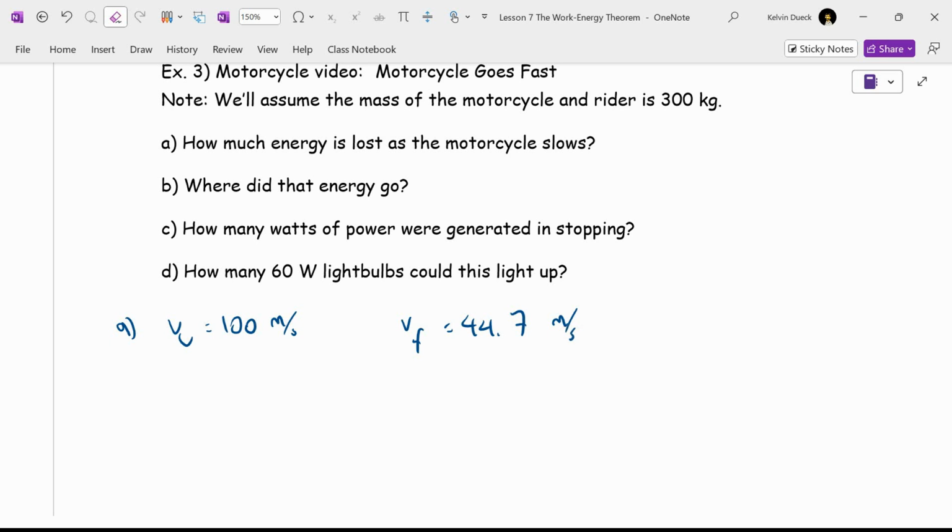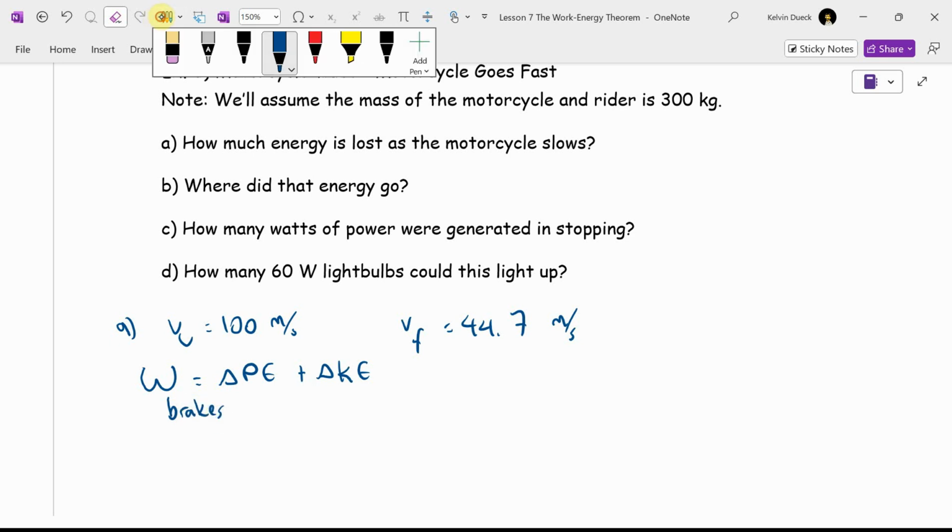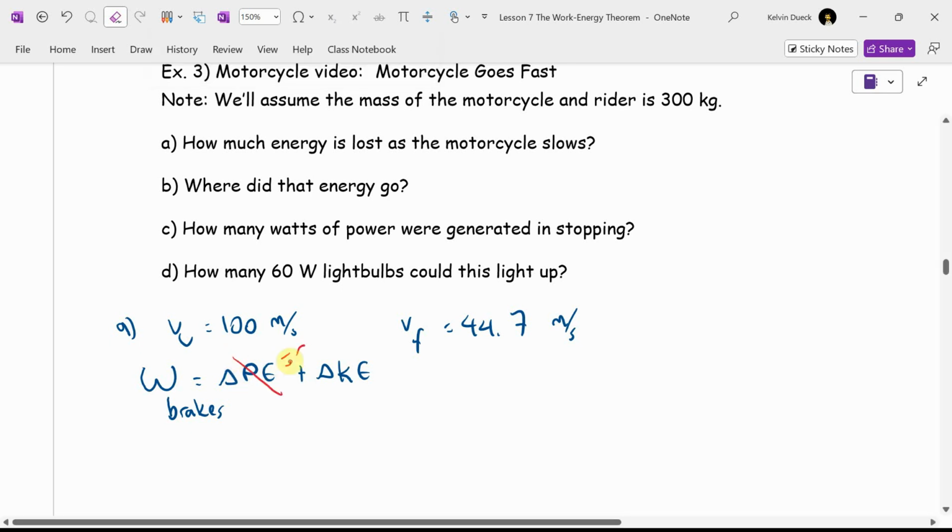I'm asking how much energy is lost as the motorcycle slows. I think what that's going to be is the change in kinetic energy. The track looked pretty level to me. Yes, I didn't see a hill. So I think what I'm really saying is this: I want to find out how much work the brakes did. That's going to be the change in potential plus the change in kinetic. I'm going to find the work done by the brakes. No hill, I didn't see one, so we can say this.